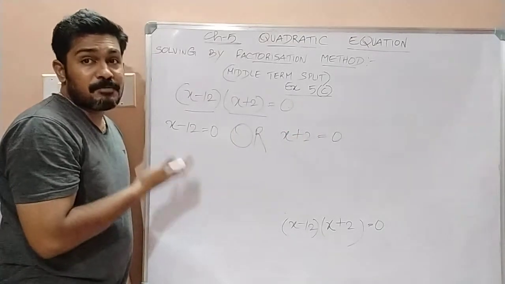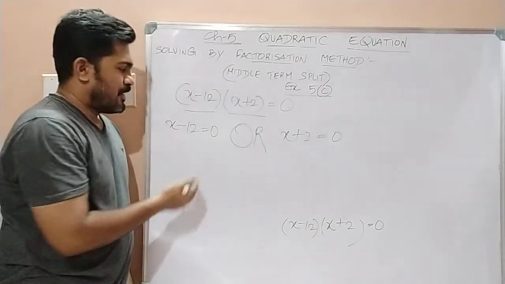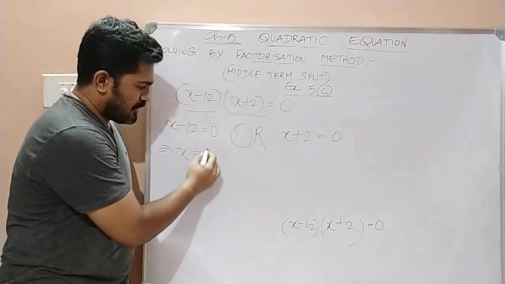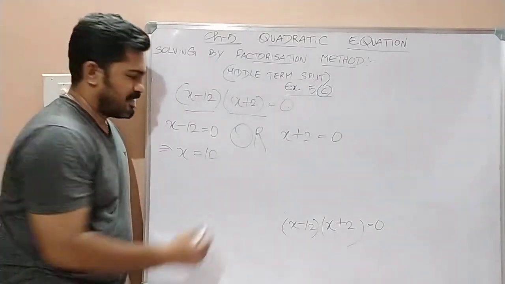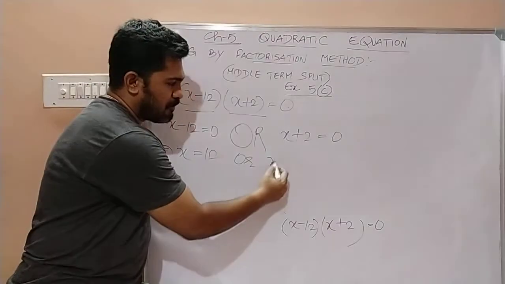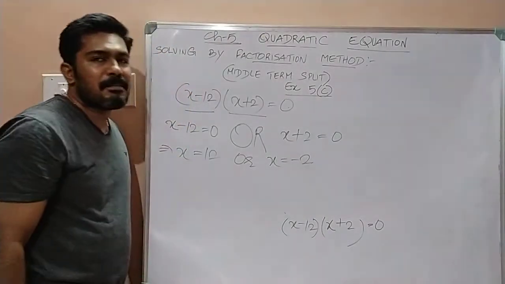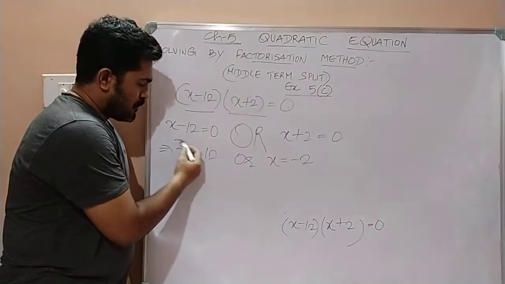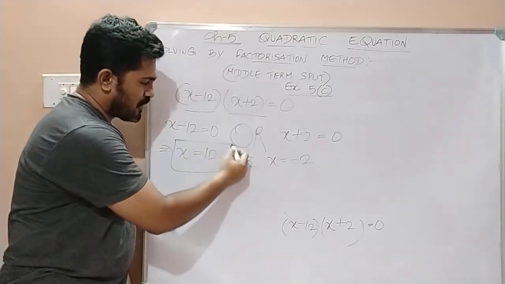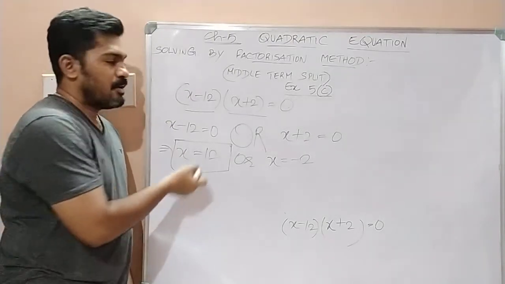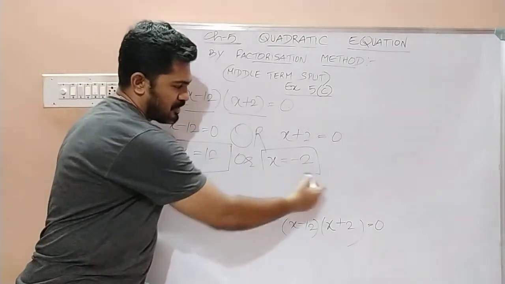Now it becomes so easy for you to solve it further. Why? You know x minus 12 is equal to 0. So this implies x is equal to what? 12. Or if x plus 2 is equal to 0, it implies x is equal to what? Minus 2. That means the solution of the given quadratic equation can either be 12 or it can be what? Minus 2.